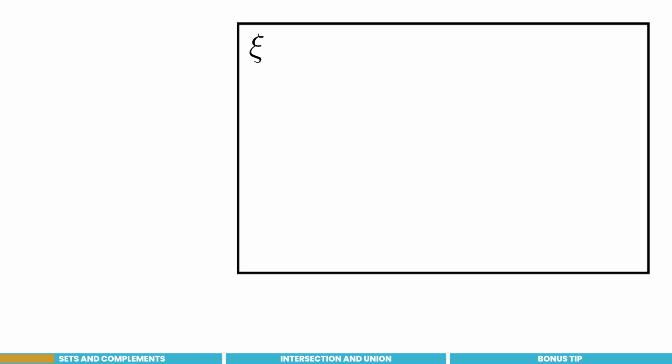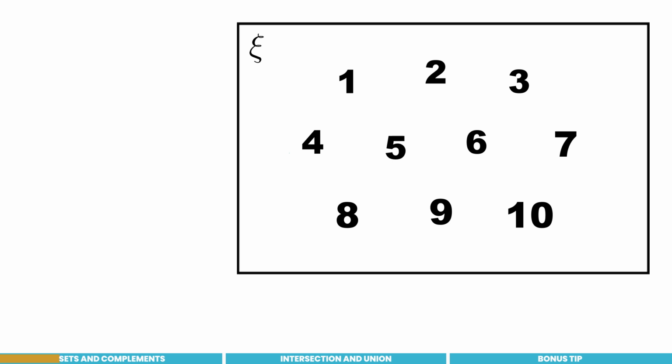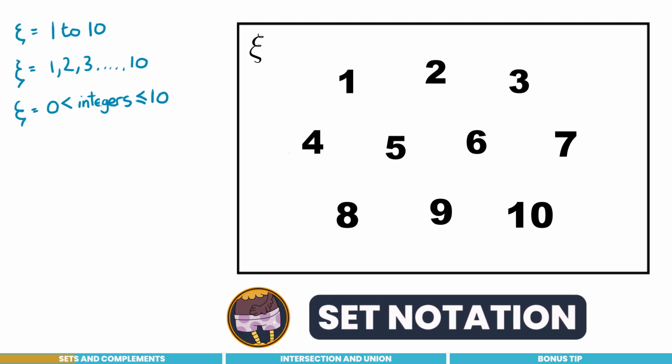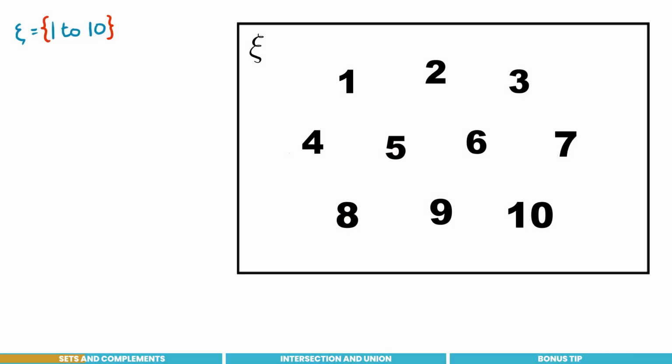Let's say our universal set has the numbers 1 to 10. Here they are in our rectangle. You could write this in a few ways, like this, or even this. But in order to turn these into a fancy pants format known as set notation, we simply need to add curly brackets like this, and this. Always remember these curly brackets. If you don't, you might lose easy marks in exams and tests.